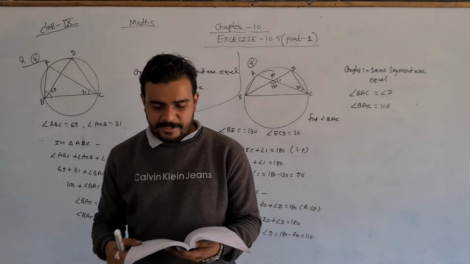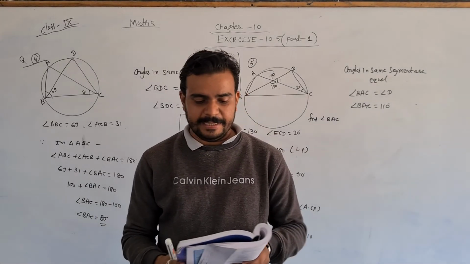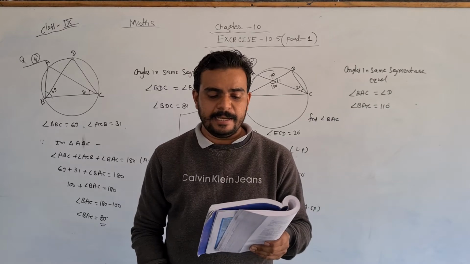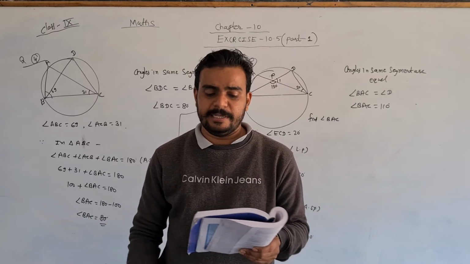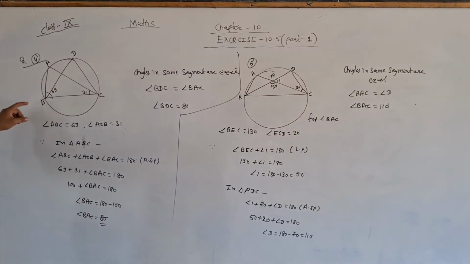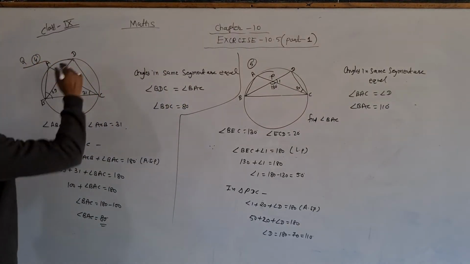Okay students, so the next question, number 4, will be like this. In the figure, angle ABC is given 69, angle ACB is given 31, find angle BDC. We have to find out angle BDC. The diagram is given, B, D and C, we have to find out.